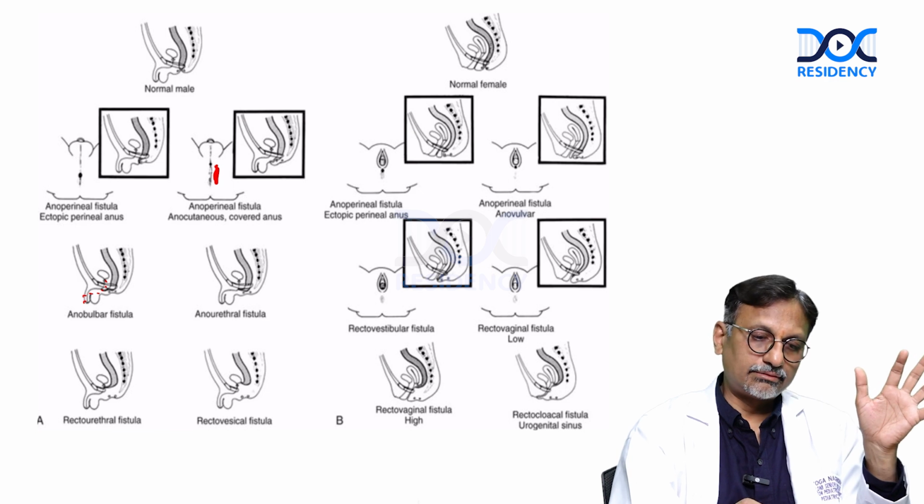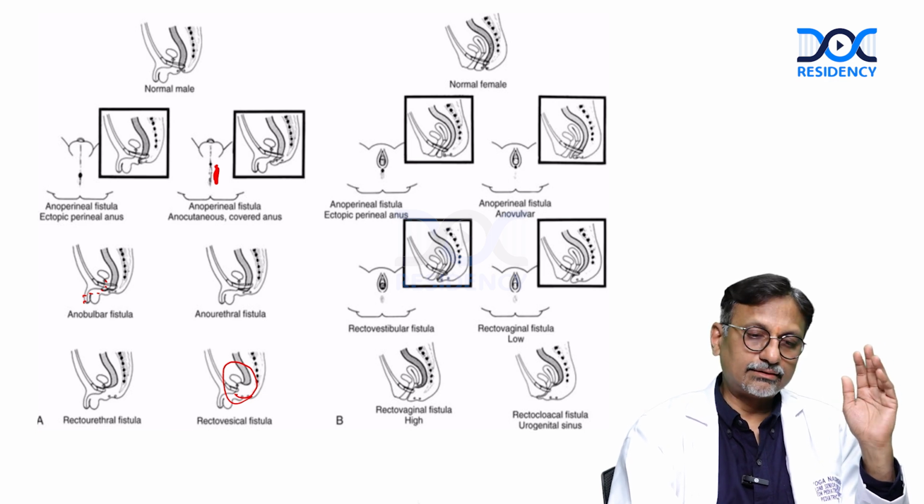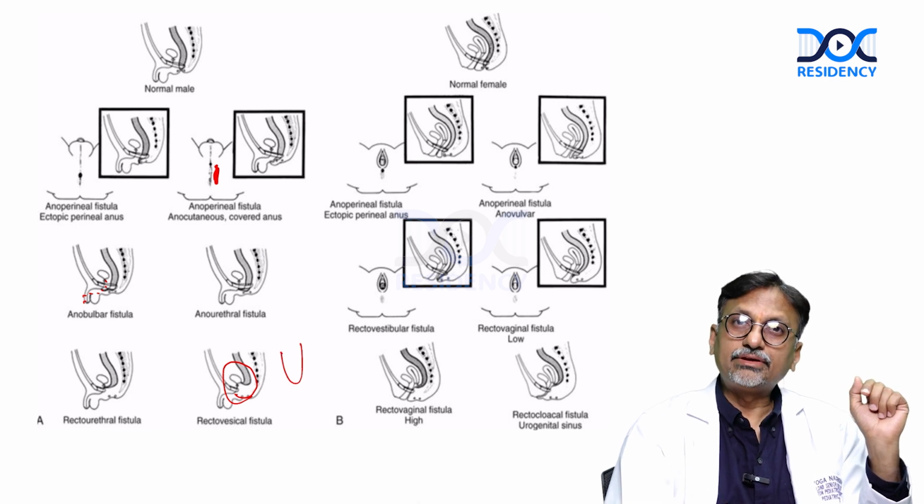Sometimes there will be what we call a rectovesical fistula, where the rectum is opening directly into the bladder. And very rarely there won't be any communication. There will be only a blind-ending rectum. So that is also a rare anomaly in females.